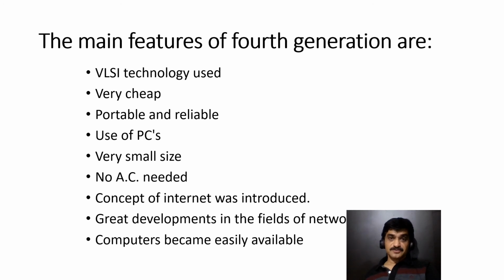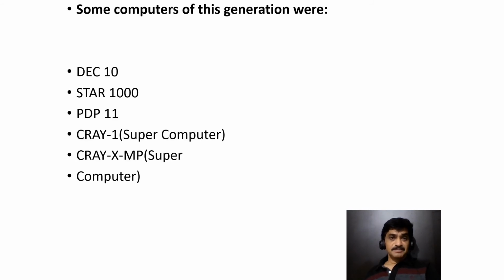The main features of the fourth generation were VLSI, very large, very cheap, portable and reliable, use of PCs, very small size, and no AC was required. The concept of the internet was introduced. Great development in the field of networks. Networks we are discussing at a later stage, and the internet also we are discussing in depth. Computers became easily available. This led to a revolution in the communication or information technology industry. Examples are DEC10, Star 1000, PDP-11, Cray-1, Cray X-MP.